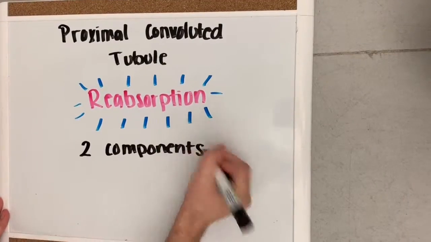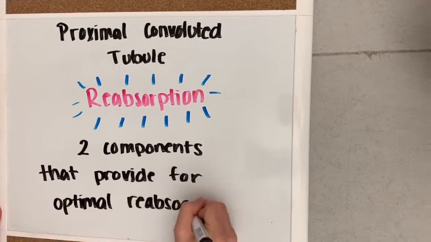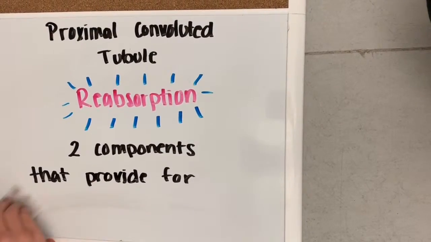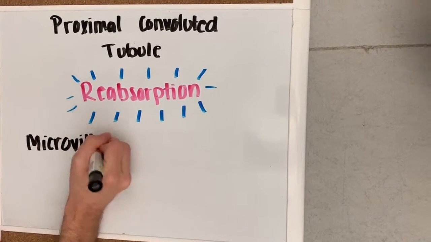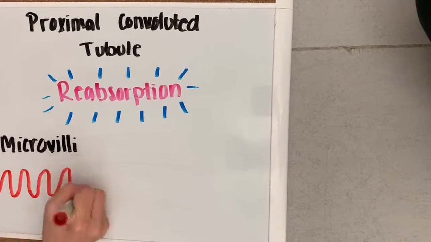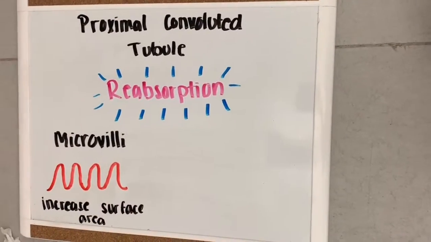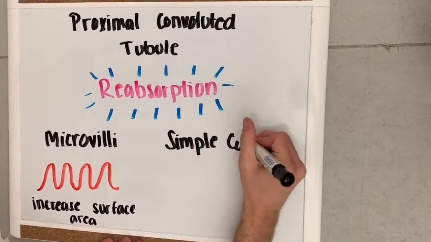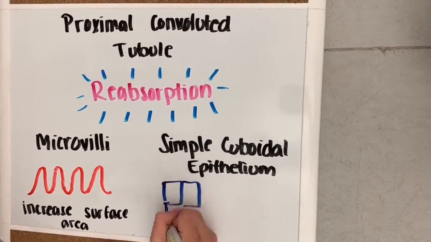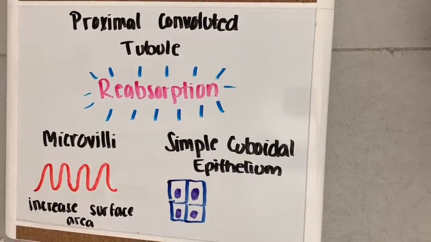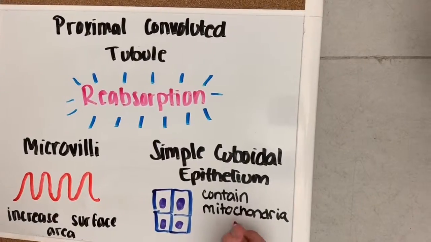The proximal convoluted tubule has two components that provide for optimal reabsorption. It contains abundant microvilli, also known as the brush border, which greatly increases the surface area of the structure, allowing for optimal reabsorption. The tubule also has simple cuboidal epithelium with a lot of mitochondria, allowing for the cells to have a plethora of energy for transport that requires ATP.